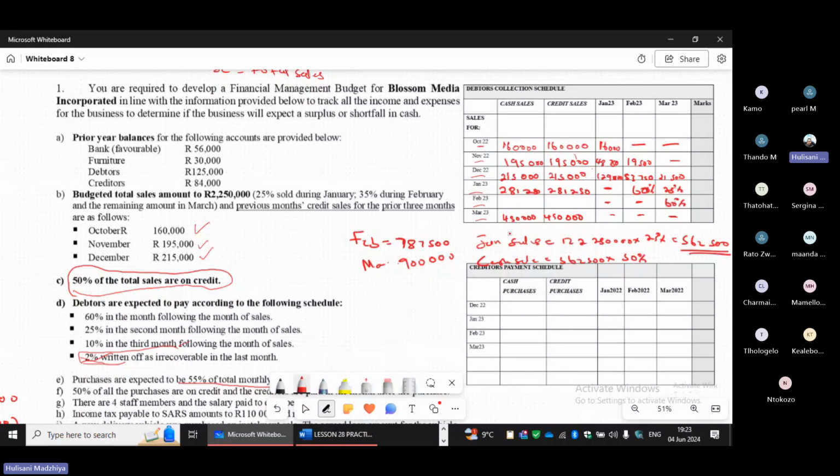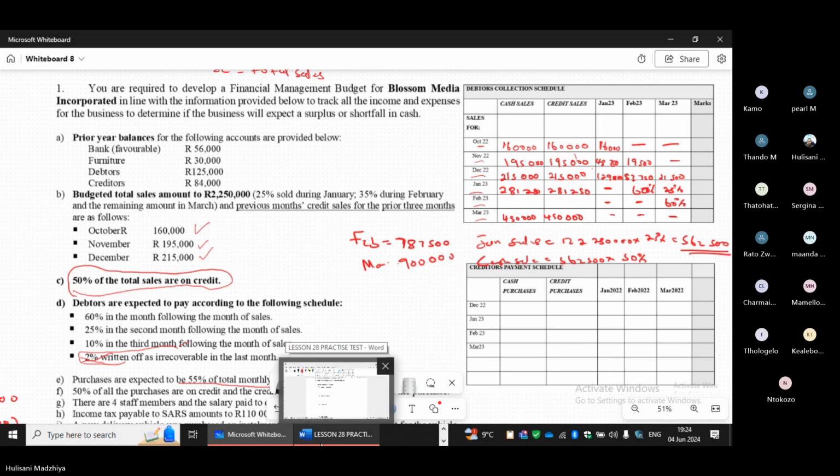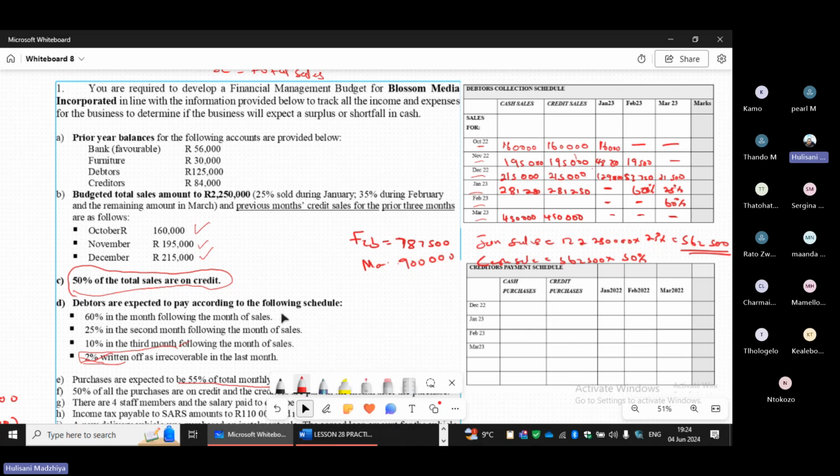So just let me know, guys. I'm not going to finish off the debtors. I just want to know if you managed to get the same figures. Did you manage to get the same figures? Guys, did you manage to get the same figures? All right, thank you very much.